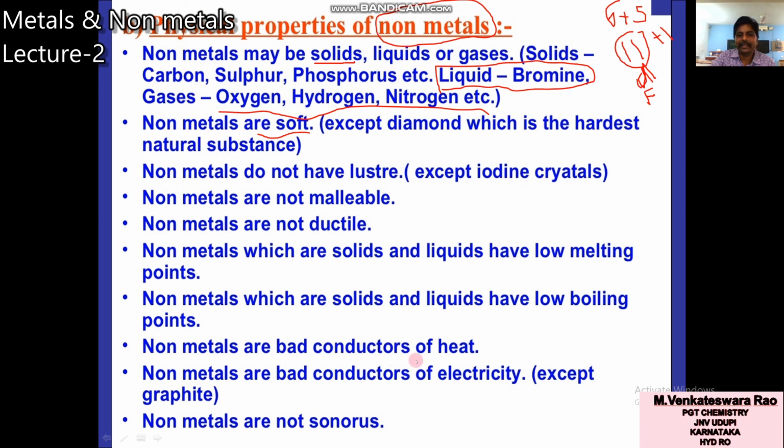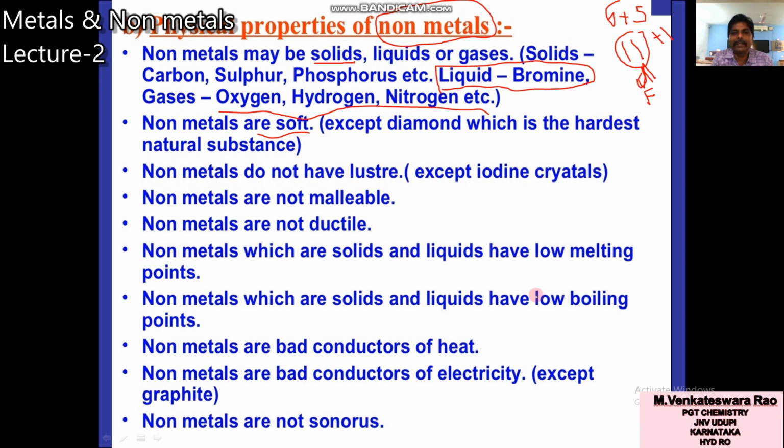Non-metals are bad conductors of heat. Non-metals are bad conductors of electricity except graphite. Graphite is a non-metal but it is a good conductor of electricity. Non-metals are not sonorous. So you observe in most of the cases the word 'not': not lustrous, not malleable, not ductile, low melting point, low boiling point, not good conductors of heat, not good conductors of electricity, not sonorous. So this is about physical properties of non-metals.